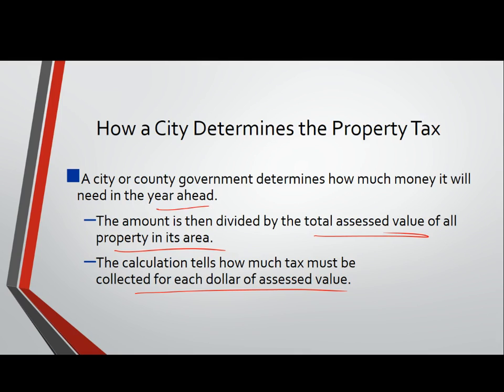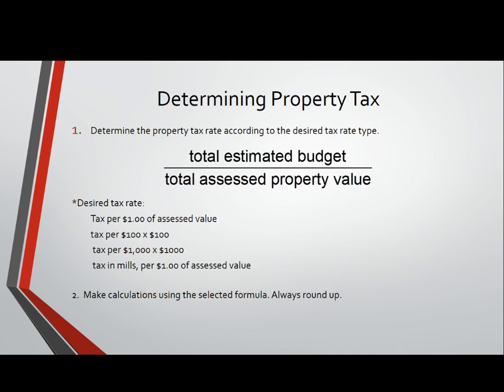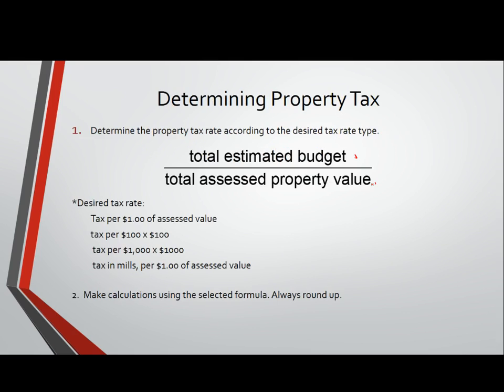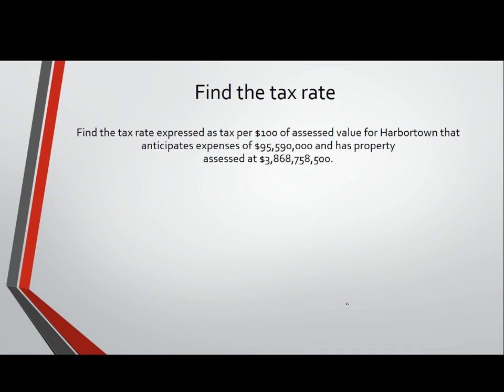So that's why some are higher than others. So it's the estimated budget divided by the assessed property value. Okay. Also, they always round up because they want more money. And if they round down, they're going to be short.